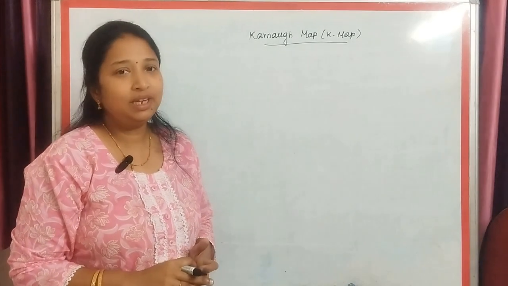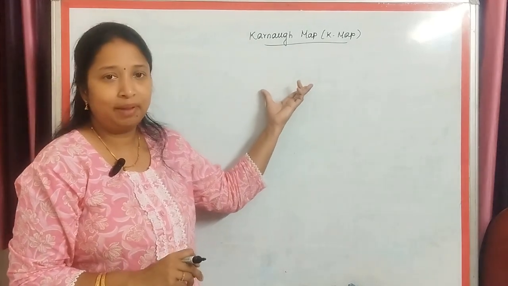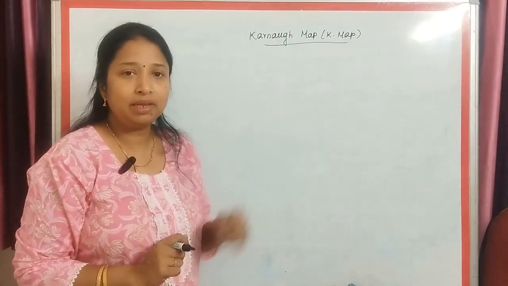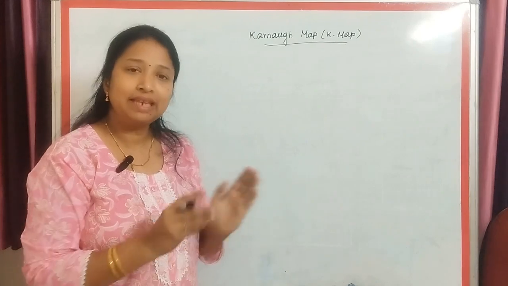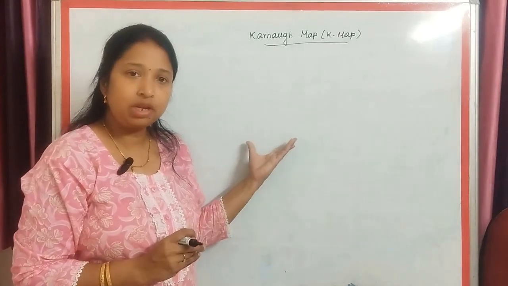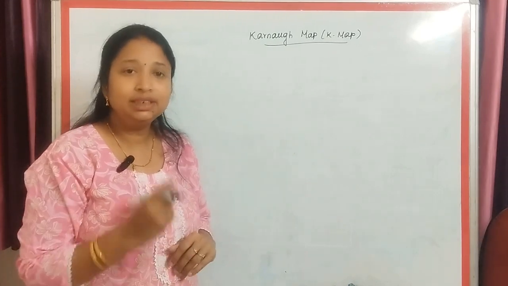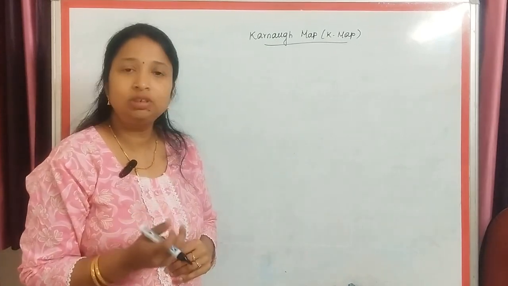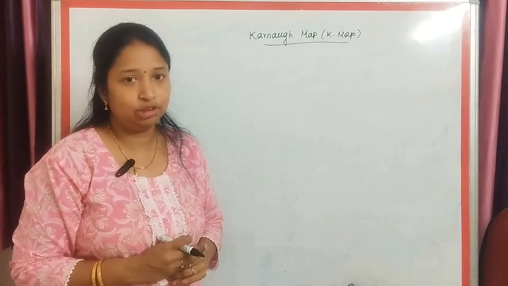Hello all. In today's lecture, we'll be studying about Karnaugh Map or K-Map. What do you mean by Karnaugh Map? Karnaugh Map is nothing but a graphical representation of a truth table. Why are we going for Karnaugh Map? It is mainly used for solving a Boolean function to get a simplified Boolean expression.